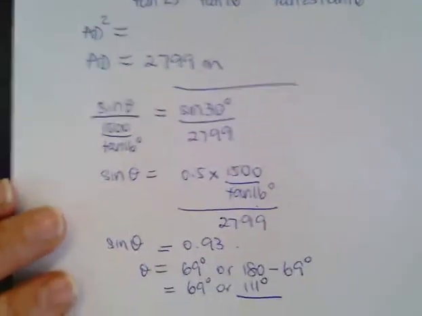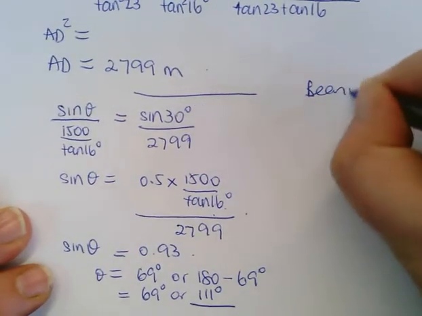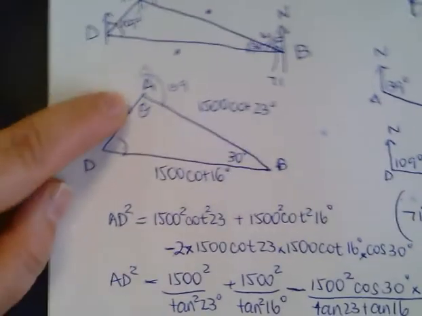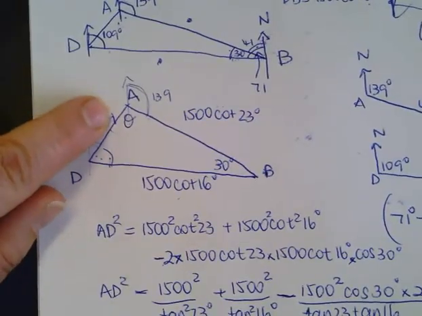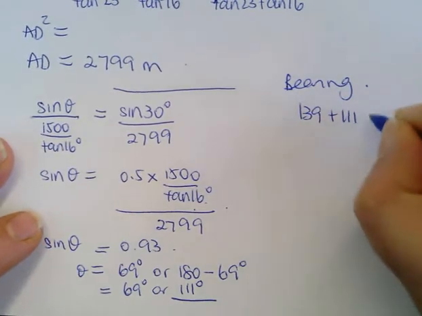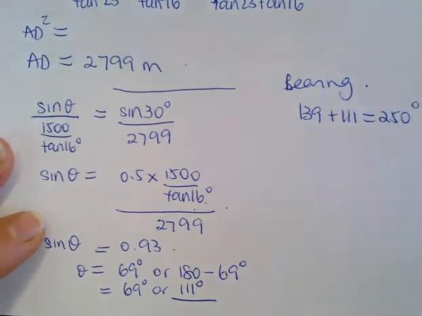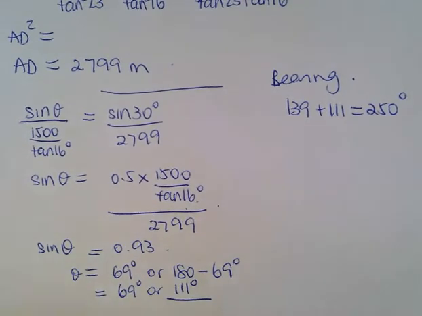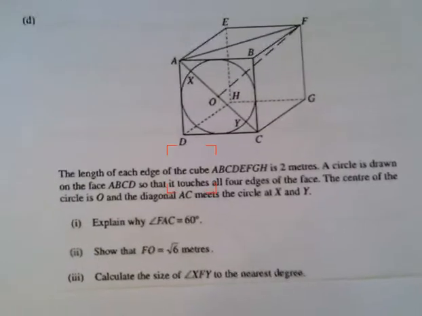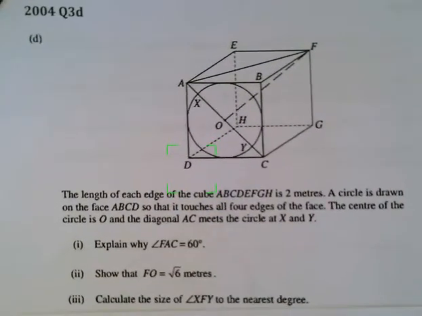Okay, and so therefore the bearing is going to be, if we look at the diagram, 139 plus 111, and that actually makes sense with where this is sticking out roughly. So the bearing is 139 plus 111, which is 250 degrees. So the bearing is that, and the distance is 2799. Okay, but like I said, to be sure, you'd find the other angle. And that's HSC question 3D.